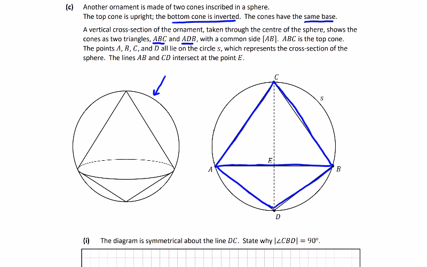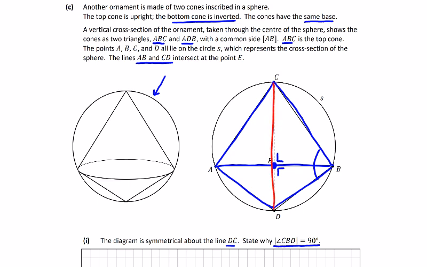We can see ABC is the top one, all the points are on the circle, and AD and CD intersect at E. So we have right angles in here. The diagram is symmetrical about DC. Why is the size of the angle CBD 90? CBD is this one. And this is an angle standing on the same arc. That's theorem 19 from junior cert.